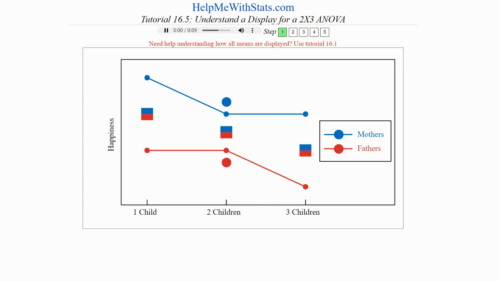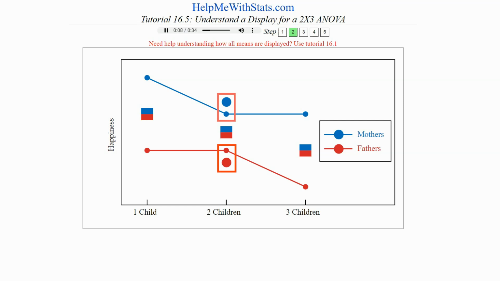HelpMeWithStats.com was used to create this tutorial that can help us understand a display for a 2x3 ANOVA. This display shows a 2x3 interaction effect between gender, 2 levels, and family size, 3 levels, on happiness. The means of the 3 levels on the x-axis, family size, are indicated by the larger blue and red circles.